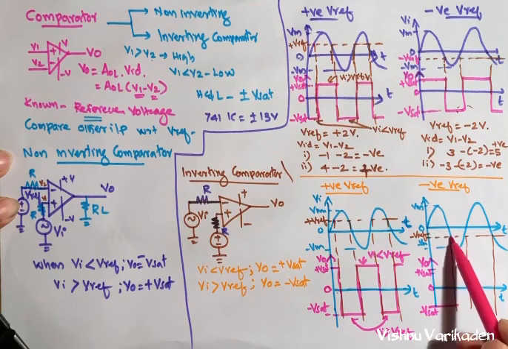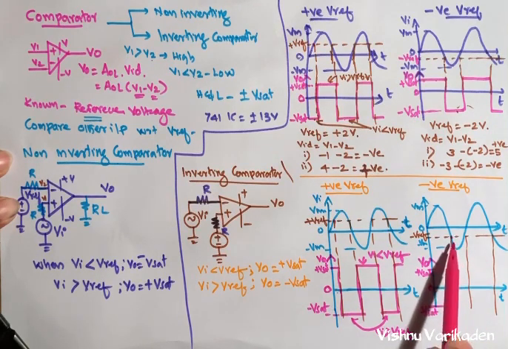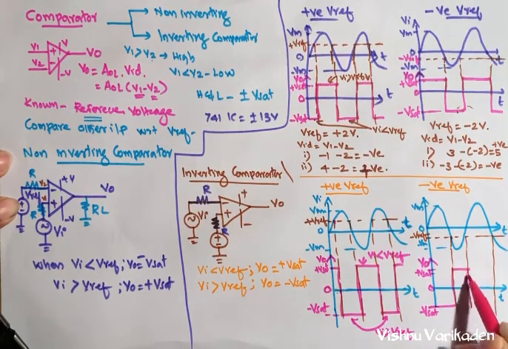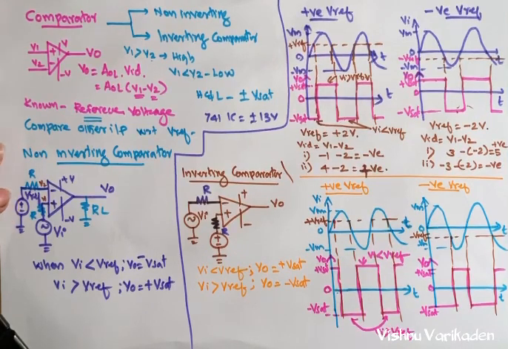the negative point is this one. So exceeding this minus reference voltage by the input, what happens? This one is going to switch, and repeating the step. So this is the inverting comparator.